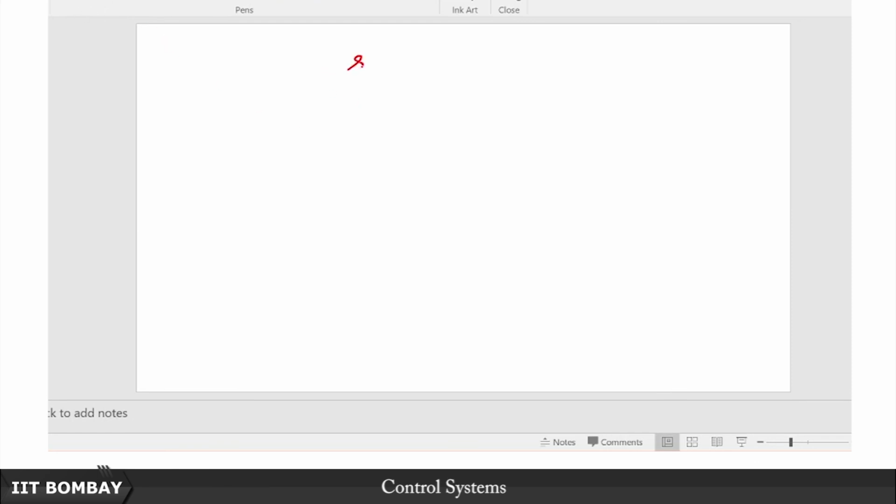So suppose you have a transfer function, we'll revisit this in the next lecture in some detail. Suppose you have a transfer function such as this, s minus 1 over s plus 5 times s plus 4. So this is suppose my G of s.